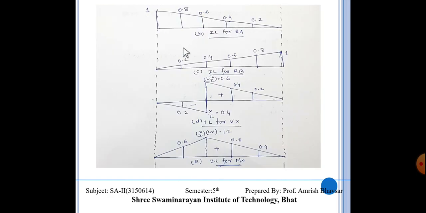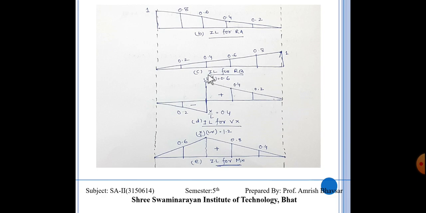Now this is the influence line for RA. At point A we take the maximum value of reaction, which is 1. At 1 meter it is 0.8, at 2 meter it is 0.6, at 3 meter it is 0.4, at 4 meter it is 0.2. It is simply calculated from the mathematical formula: at 5 meter it is 1, then what happens at 4 meter, at 3 meter. From that we can calculate the influence line for RA.